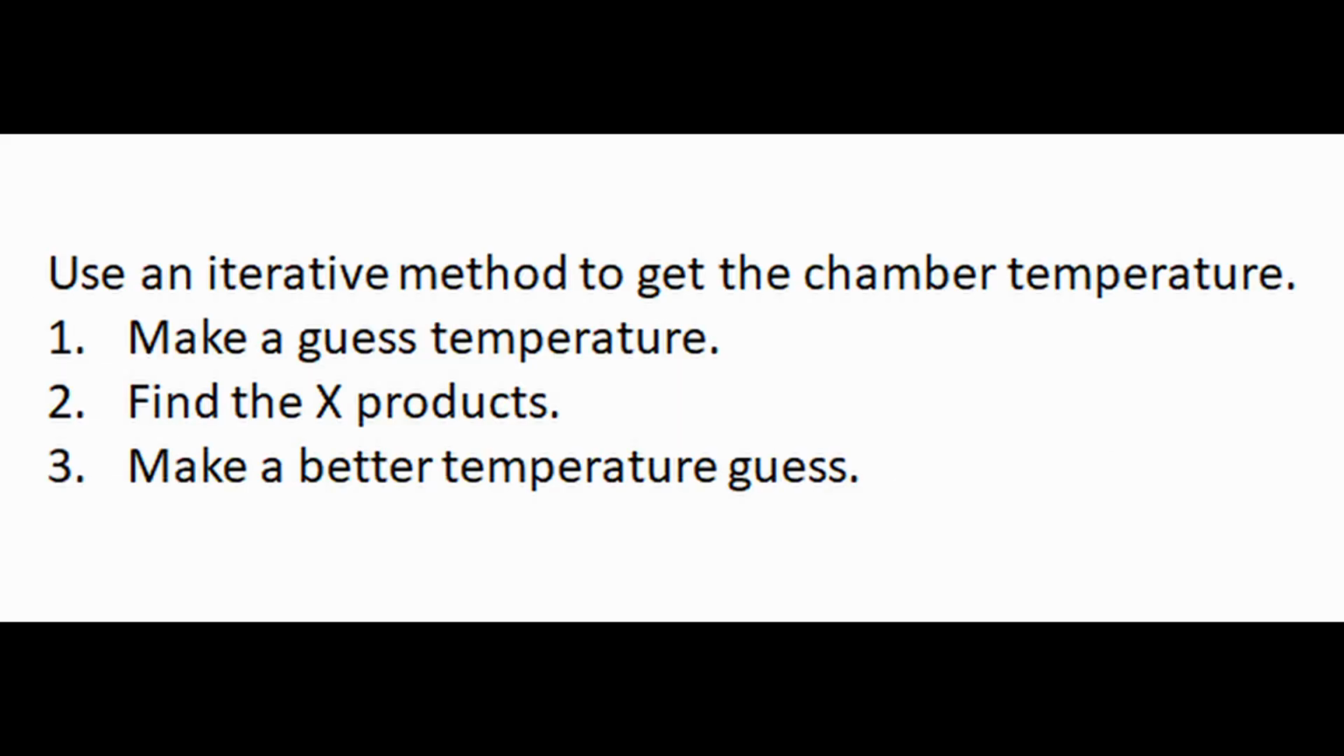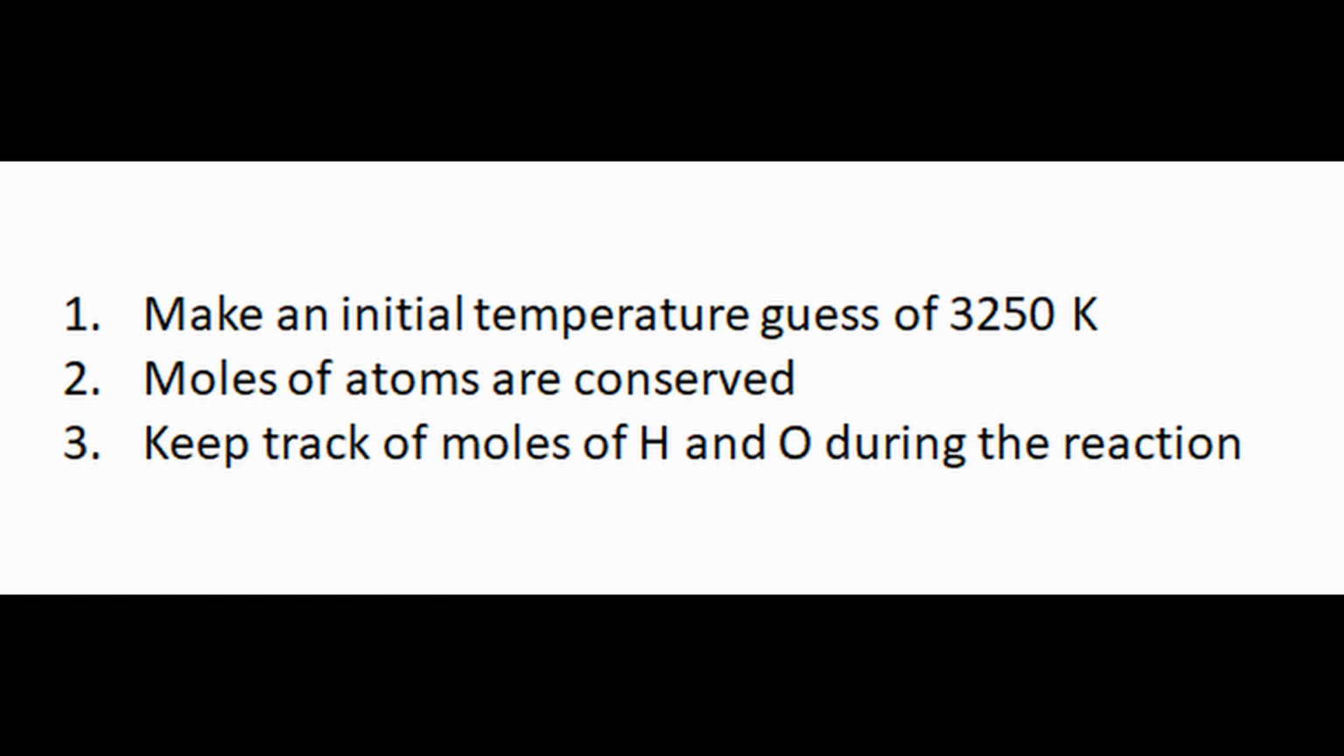We're going to use an iterative method. We're going to make a guess, find a result, and then make a better guess for the next iteration. For a first guess at solving for the chamber temperature, we can guess a chamber temperature of 3,250 degrees Kelvin.